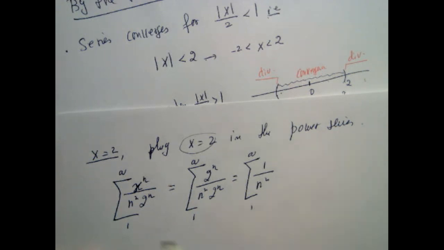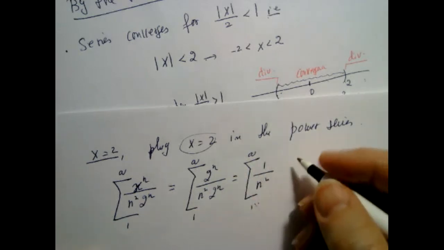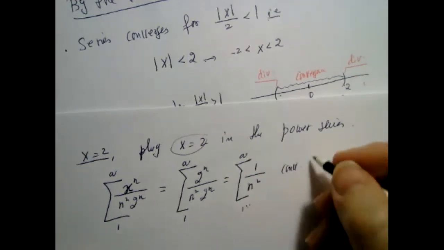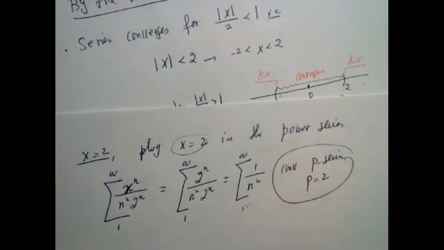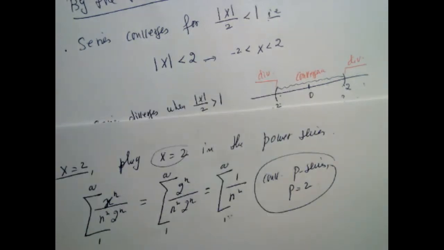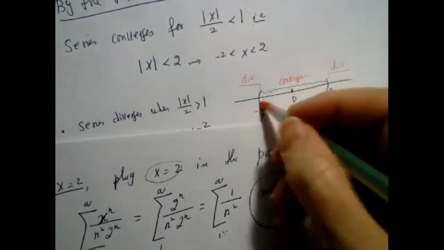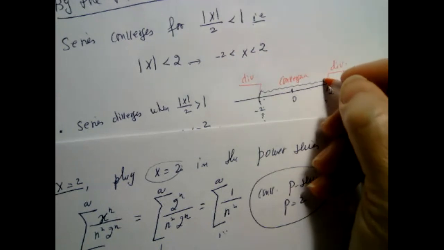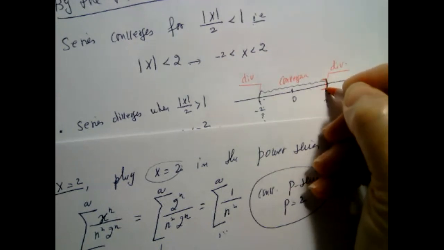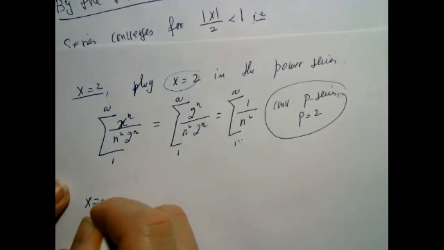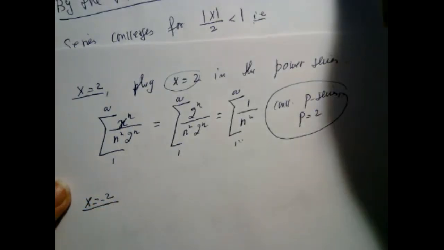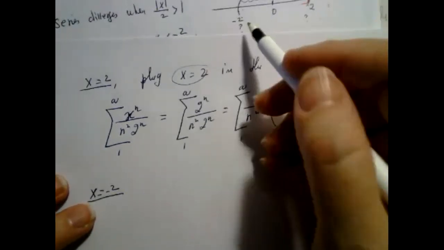So if x equals 2, the series has this value, which converges, because it becomes a p series with p equal to 2. It means if I go back to my interval, everything between -2 and 2 converges, and it's going to also converge at 2. If I plug 2 into the power series, the series will converge. Now, finally, what happens at the other endpoint, x equal to -2?